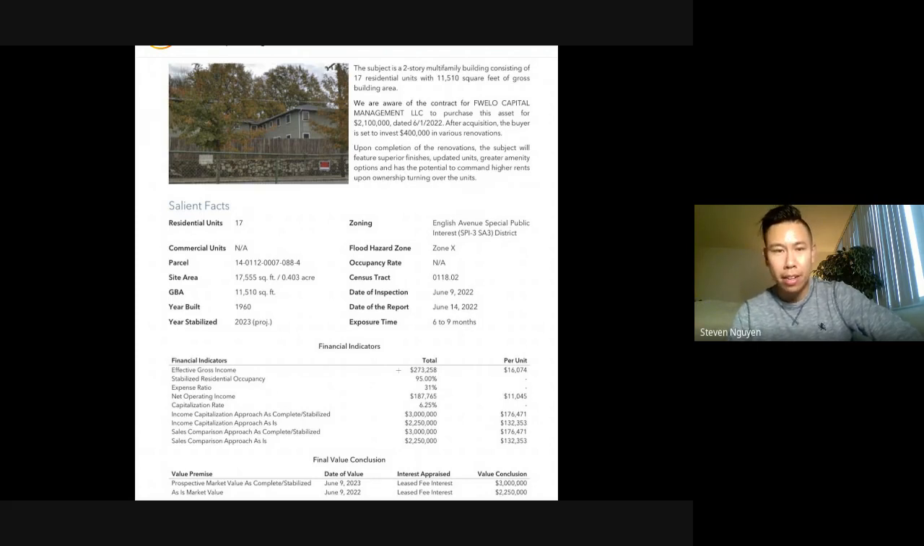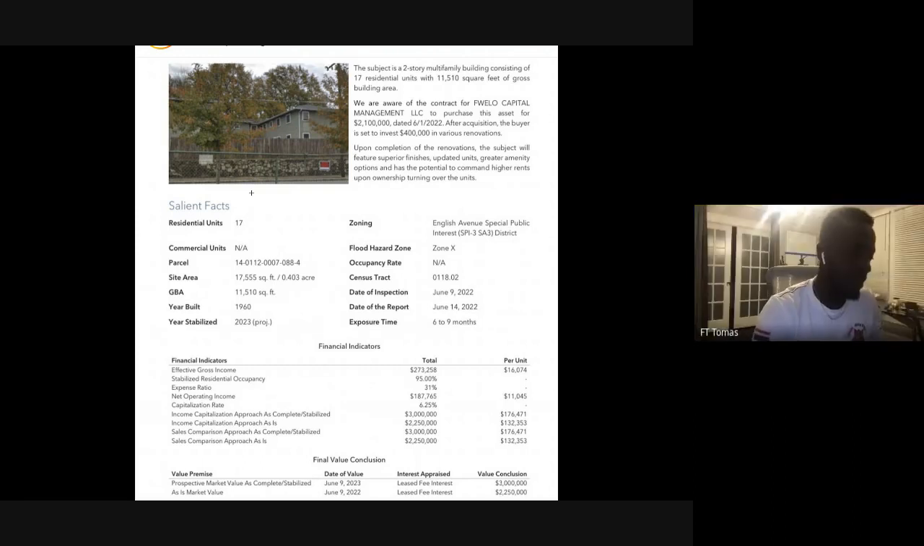C-class value add. Right here, where it's 17 units, it's about 12,000 square foot. That's as big as my 20 unit. So I guarantee you the insurance, if Georgia is similar to Oklahoma, is probably about 14K.